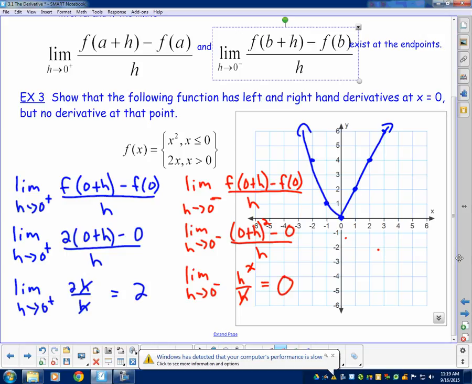So we show that the function has left and right hand derivatives, but no derivative at the point. So you should say there's no derivative at the point because the left and right hand derivatives are not equal.